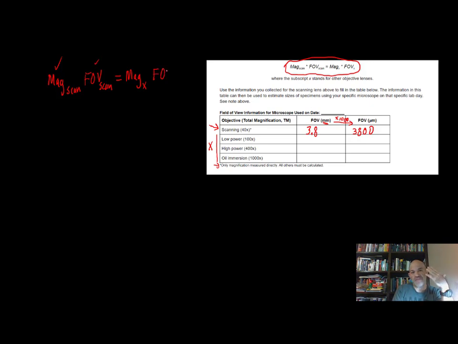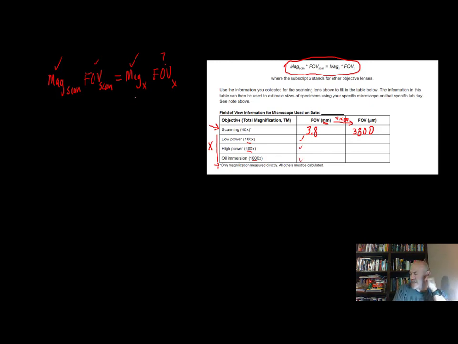Now the field of view is something we don't know. We cannot measure it directly. But remember, the magnifications are built in. We already know them. This was the total magnification for low is 100, for high is 400, and for oil is 1,000. So we know those. The only one we don't know is the field of view at those magnifications. And this equation then is used to calculate for low, for high, and for oil.